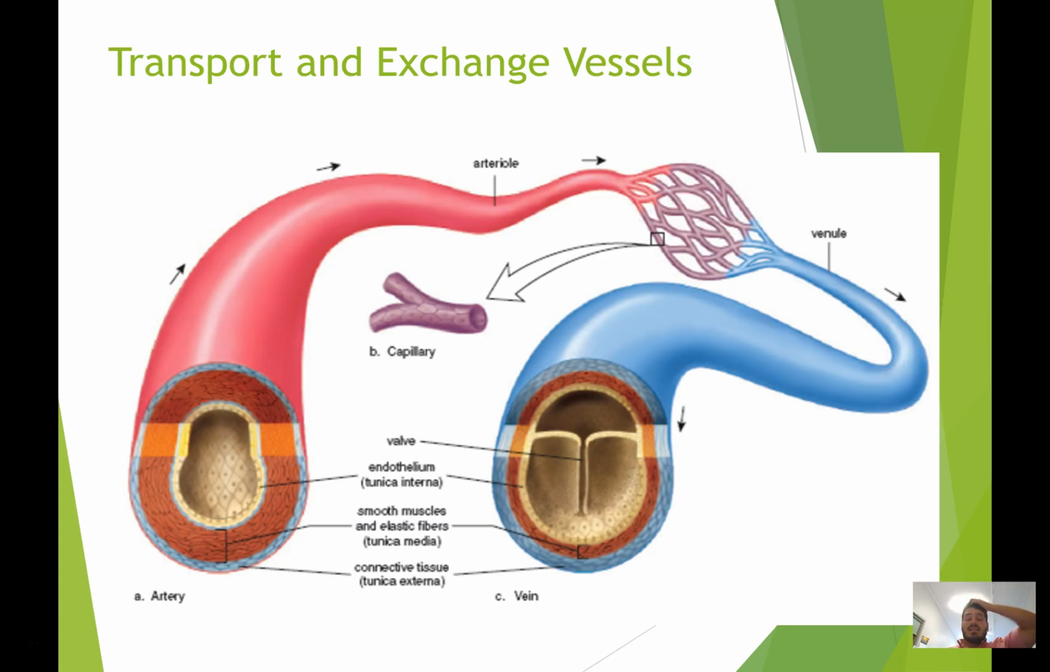All right, so these are the three main vessels that transport blood in our body. These are the arteries, the veins, and the capillaries. Small arteries are termed arterioles, and small veins are termed venules. Okay, same structure. Let's look at arteries first.